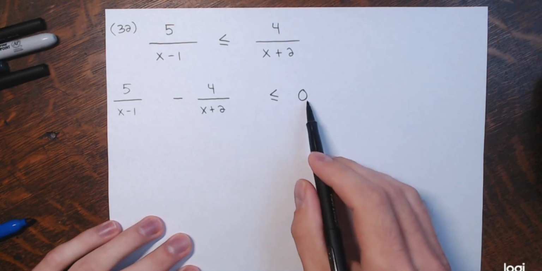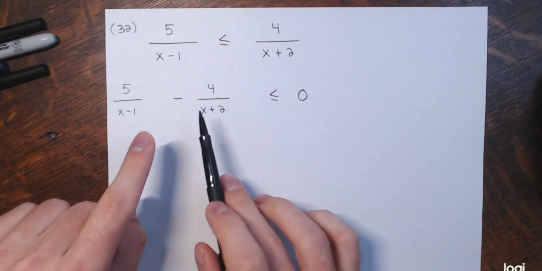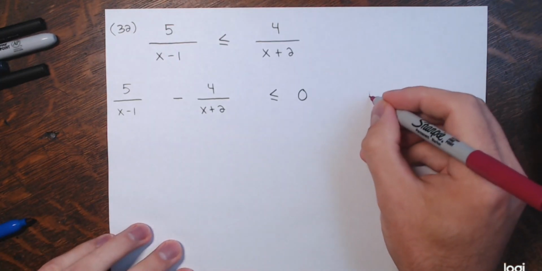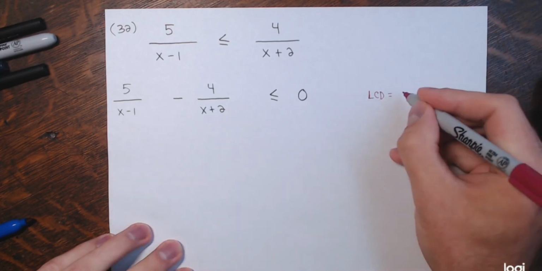So I have 0 on one side, fantastic. Now I want to put this other side as a single fraction. We're doing some subtraction now. So in order to add or subtract, I need a common denominator. The LCD, I hope is obvious, is x minus 1 times x plus 2.